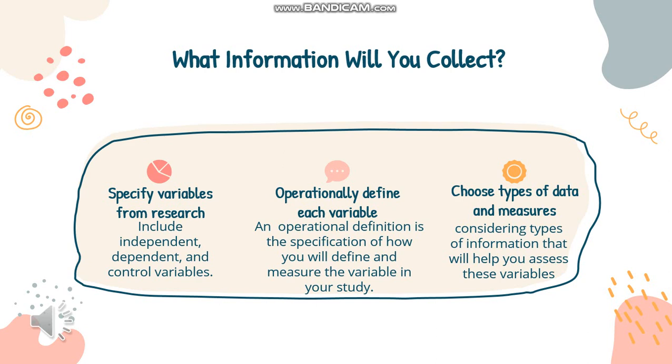And the next activity is operationally define each variable. Many definitions of variables are possible, such as a dictionary definition, but researchers use an operational definition. An operational definition is the specification of how you will define and measure the variable in your study. You can find definitions in published research studies on your topic. And then choose types of data and measures, considering types of information that will help you assess these variables.